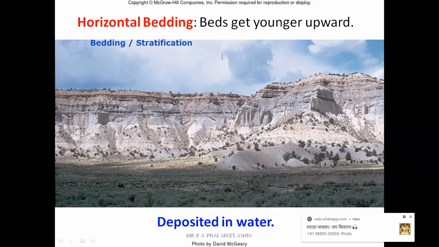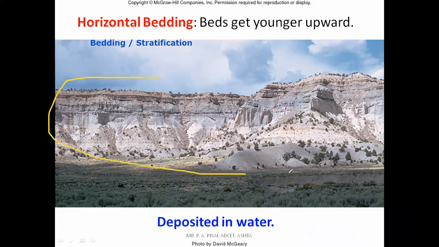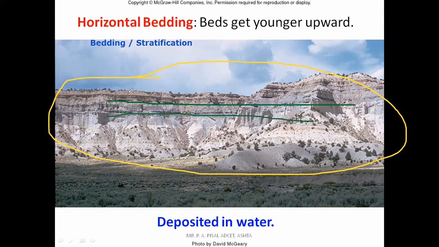Now what is seen here in the bedding or stratification at this bottom diagram, in these mountains and hills, what is your observation? Soil is settled in flats. Yes, now look at the different layers present in these mountains or in this hill. All the layers are horizontal and parallel to each other.